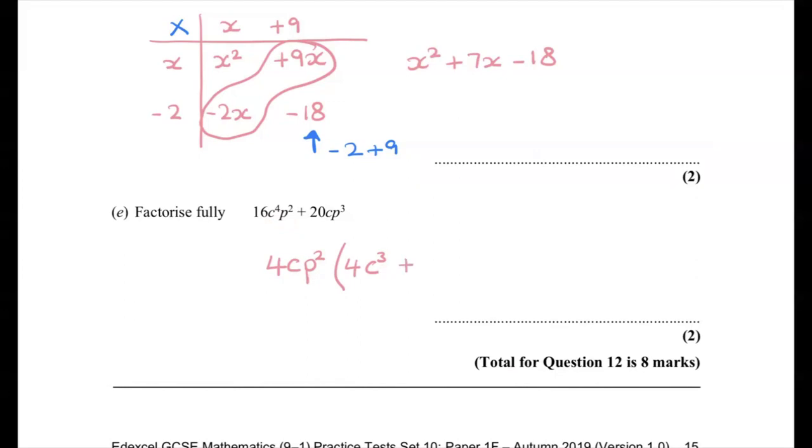So to make the 20, I need a 5. I want a single C, it's already on the outside, and I want P cubed. P squared is already there, so just another P to get my P cubed. Not an easy question, that one.